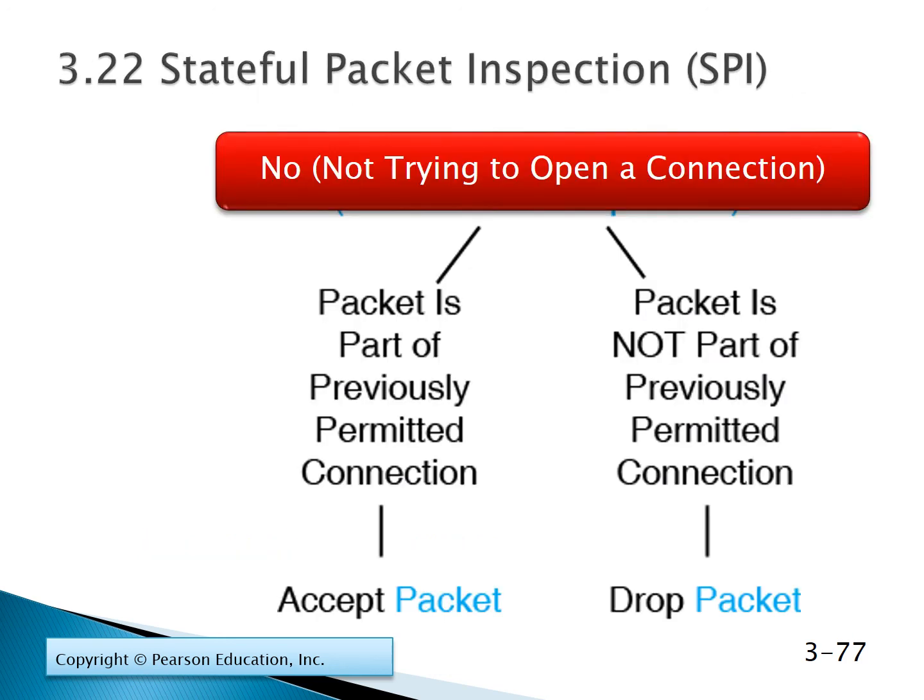If the packet is not trying to open a connection, then the work of the firewall is easy. If the packet is part of a previously permitted connection, then we just accept the packet. We assume that it's still from the same authenticated sender, so it's fine. If a new packet is not part of a previously permitted connection, then we just drop the packet. This part will be much faster, and if we are doing it like this with stateful packet inspection, then the workload of the firewall will be much lower.